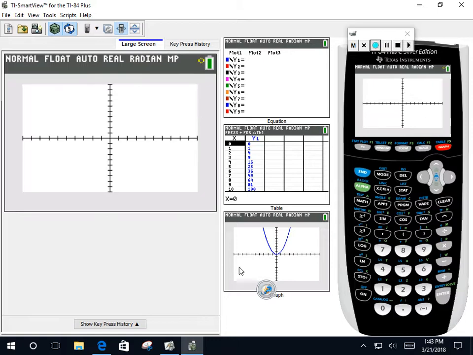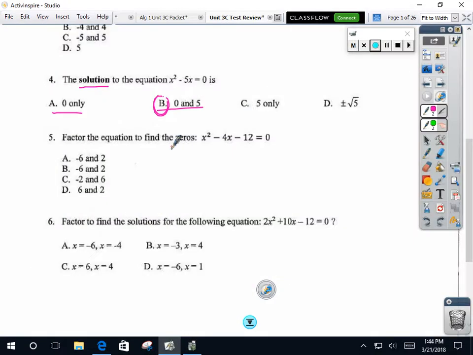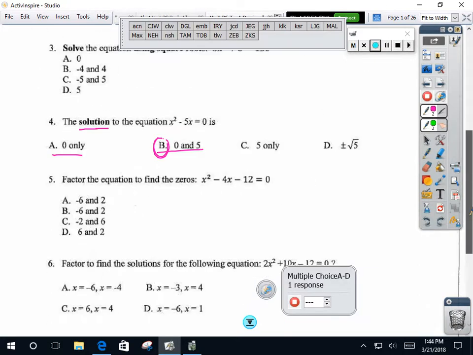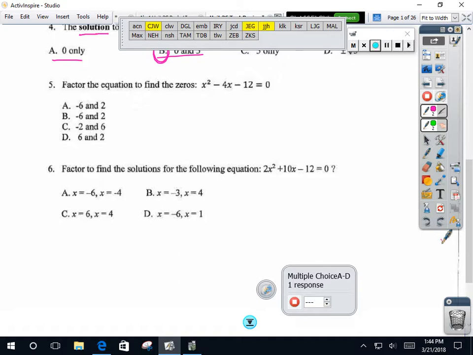When you graph it, it forms a parabola because it is a quadratic equation, and it crosses the x-axis at 0 and at 5, which is why 0 and 5 are the solutions. Okay, so now do number 5. And what I just showed you means that nobody should miss 5 or 6. You should be able to quickly do 5 or 6 and get the right answer with what I just showed you.